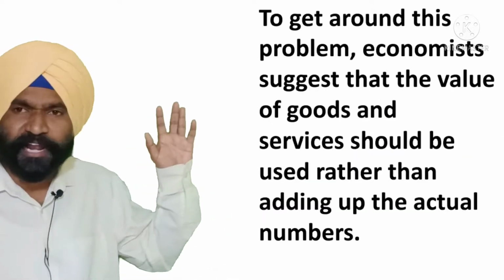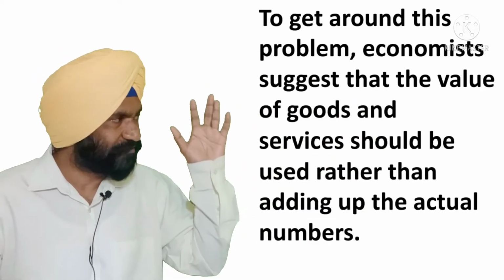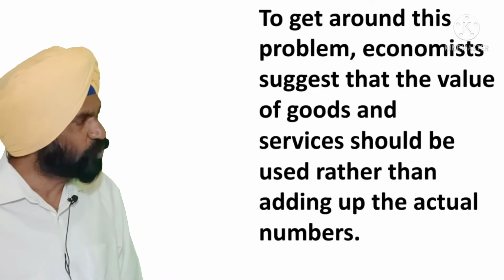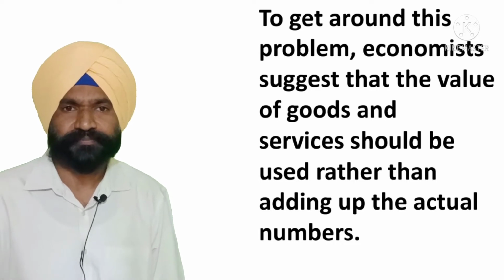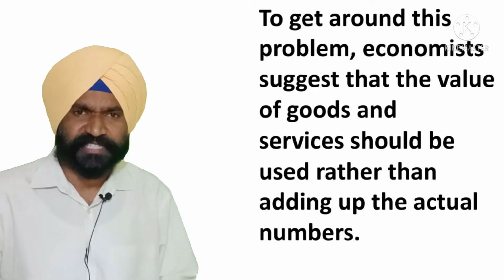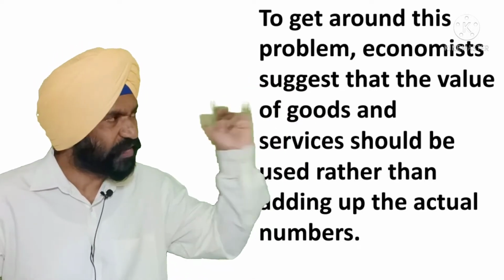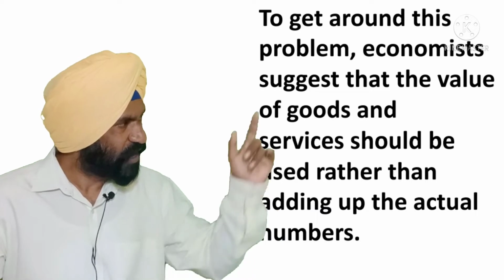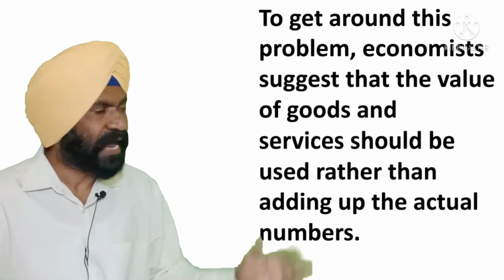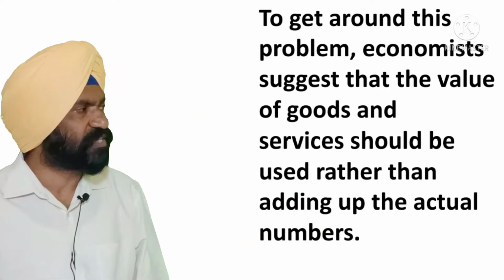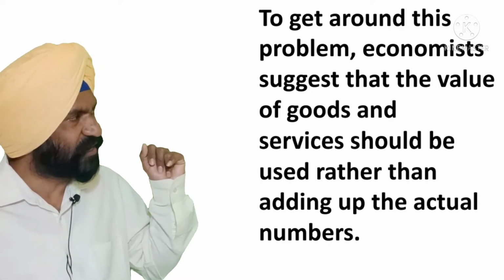Then, to get around this problem, the famous economists suggested that the value of the goods and services should be used rather than adding up the total number of goods and services. As it is very problematic to do that, the economists have come out with a good suggestion: we have to take into consideration the value of goods and services rather than adding up the actual number of goods and services produced. Then, for instance, how do we calculate this?